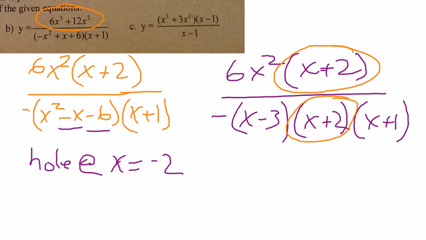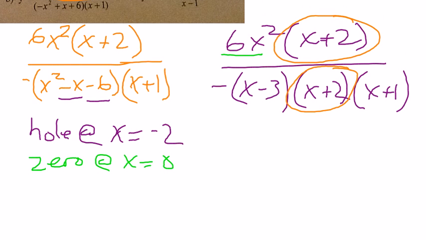So a rational function is 0 when the numerator is 0. Well, the only term we have left is this 6x squared, and the only thing that's going to make that 0 is, well, you guessed it, 0. So we have a zero at x equals 0. Hooray! Cool. Let's go to our last step for the problem.